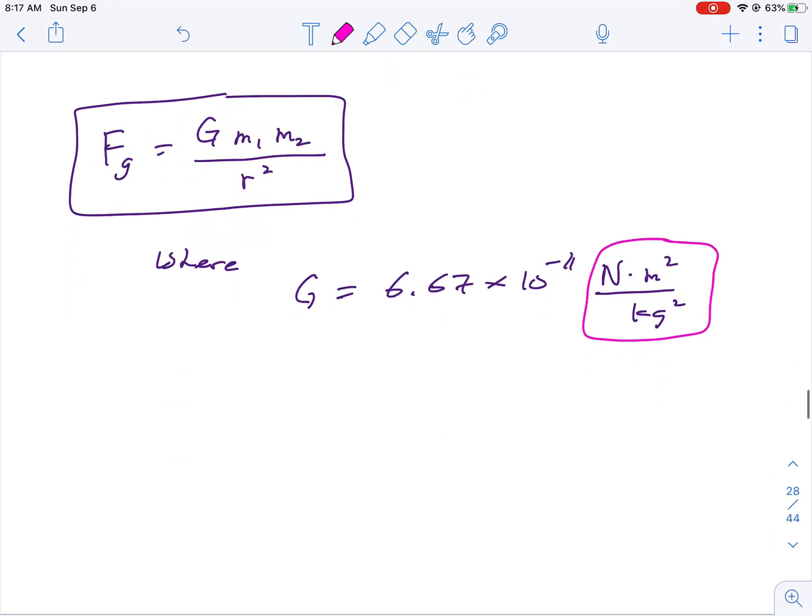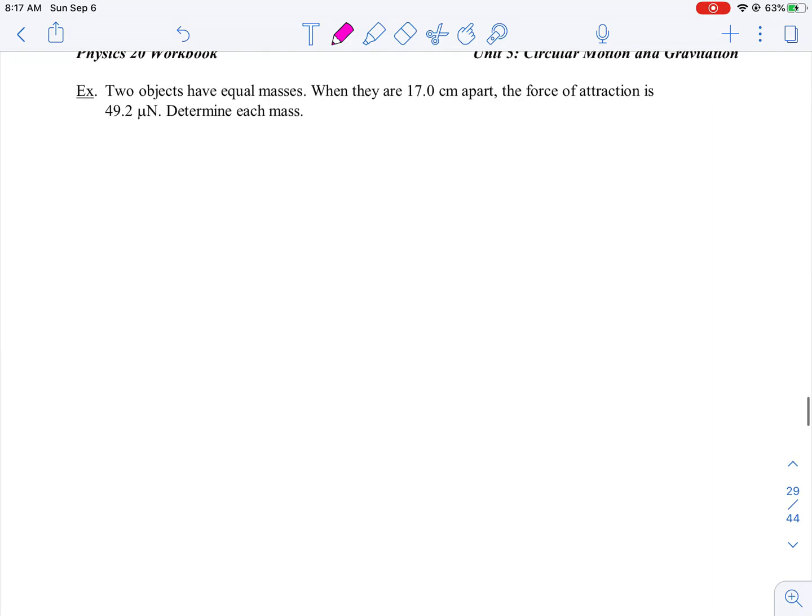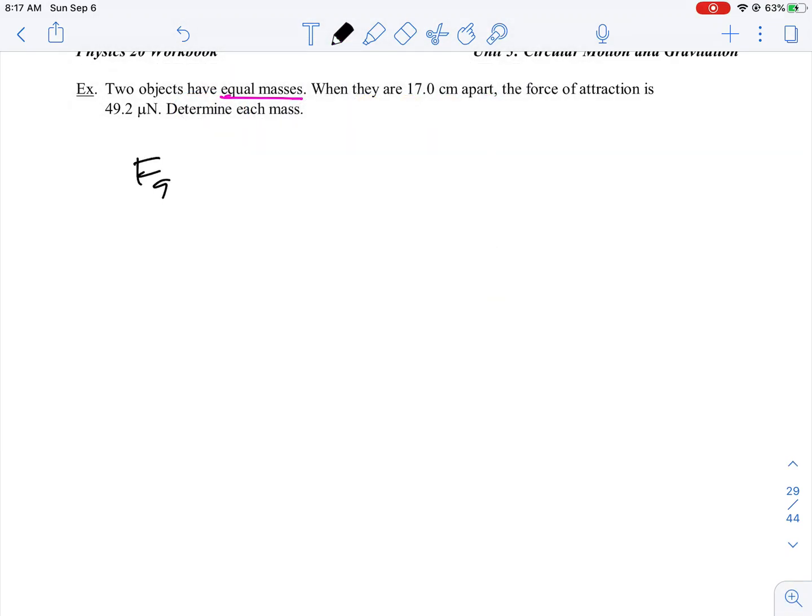Okay, let's try a couple of examples that relate to this formula. In the first one, we're going to have two objects that happen to have equal masses. And we want to figure out what their masses happen to be. Okay, so we start with his equation. So we have Fg equal to big G M1 M2 over R squared.